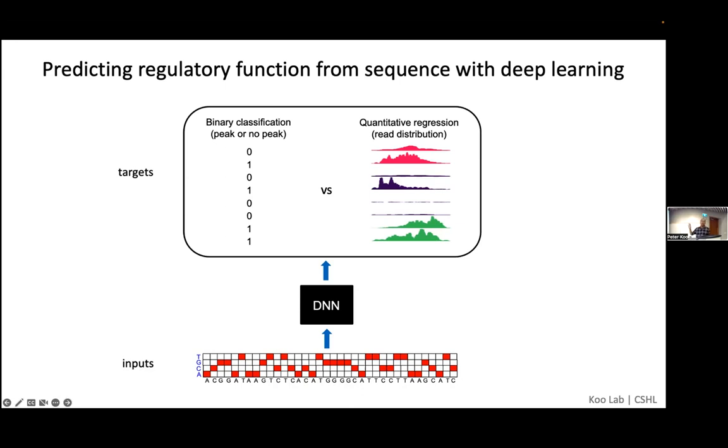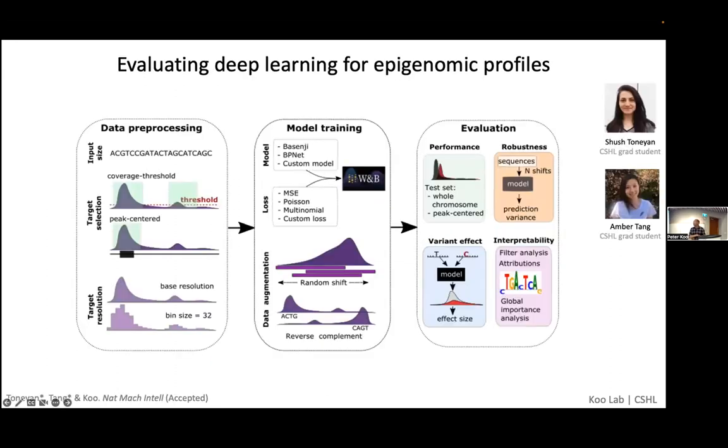And the vast majority of deep learning models in this space has really been in this binary classification space. The quantitative regression space is a more recent and emerging trend. Now, it's currently the wild, wild west of deep learning models in regulatory genomics. I showed you that the number of papers is rising quite rapidly. And in each one, everyone has their own neural network model with their own architectures, their own tricks, and their own data processing and so forth.